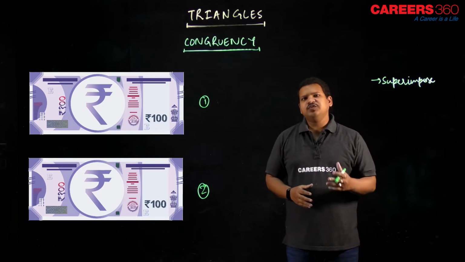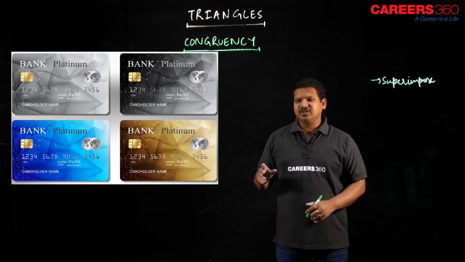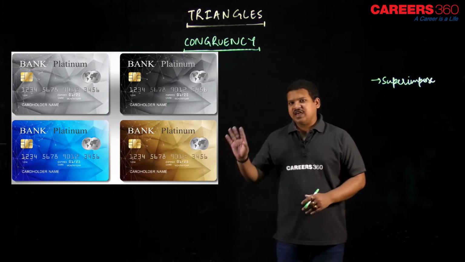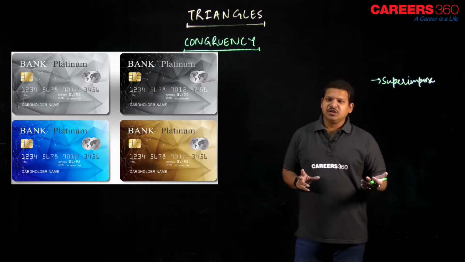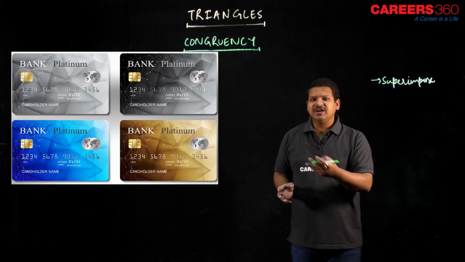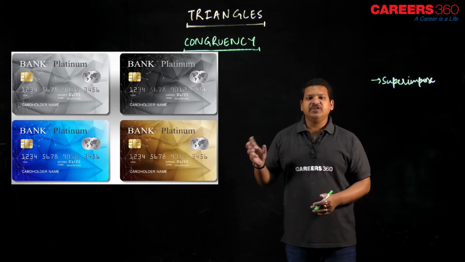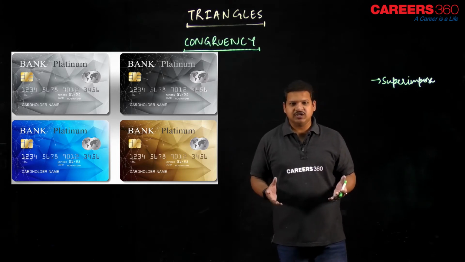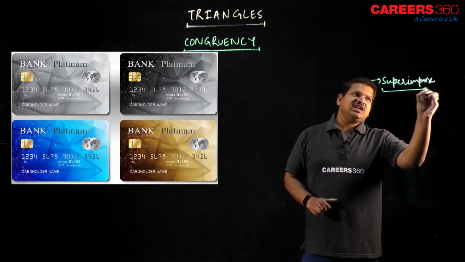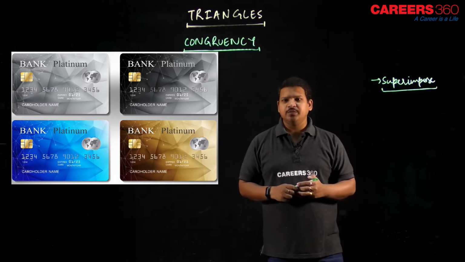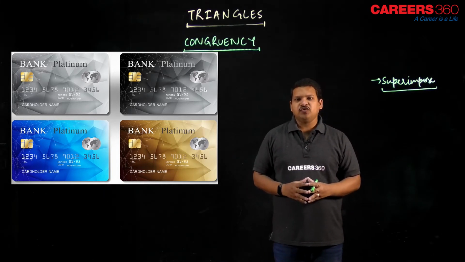Let us have a look at one more image over here, and that is bank ATM cards, or you can say credit cards. As you can see, we have 4 credit cards over here, and these all are some banks' platinum cards, but let's say these all are different cards. Now can you point out the difference between the shapes of these 4 cards? No. Again, all of these cards can superimpose each other, right? And this is where my definition of congruency comes.